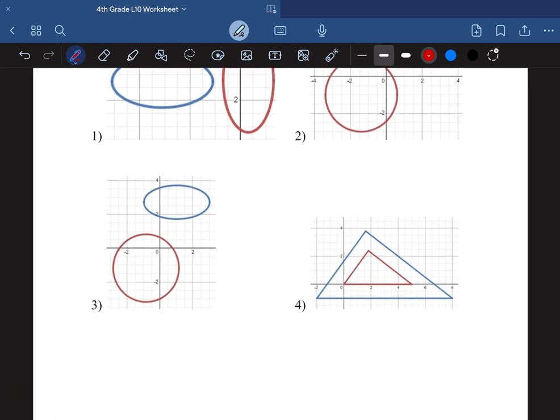Number 3, the two figures are not the same shape because this one is a circle and this one is an oval, so it would be neither of them. Number 4, we can see that the two figures are the same shape but different sizes, so the two figures would be similar and not congruent because again they aren't the same size.